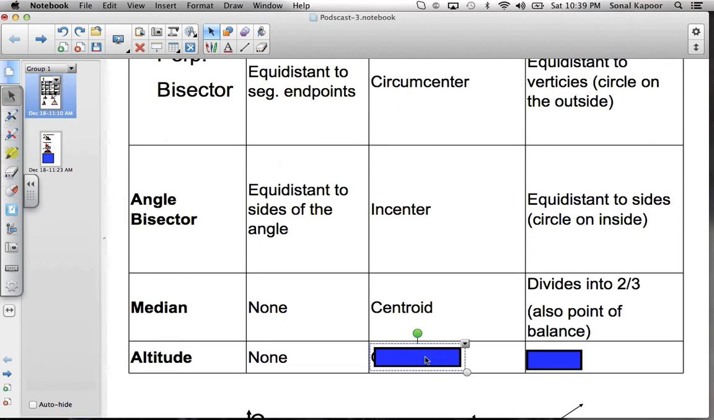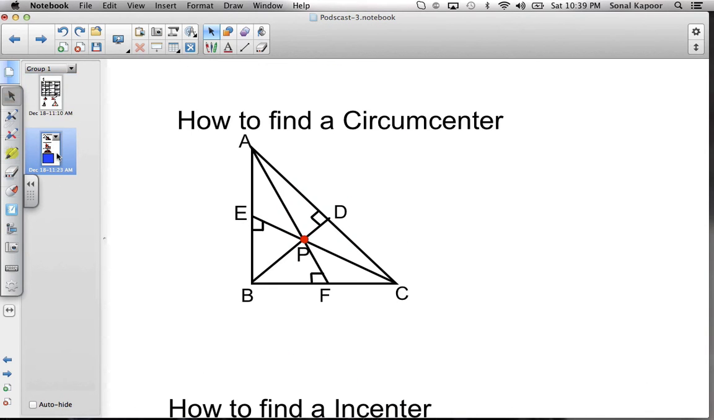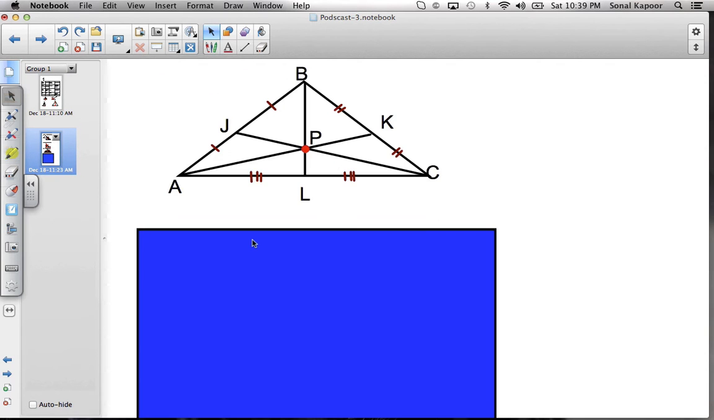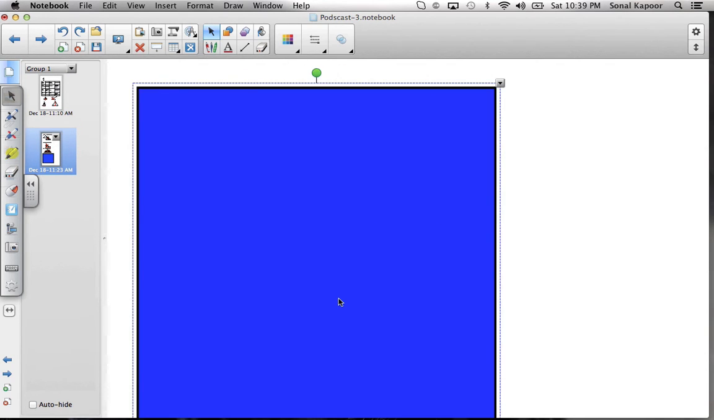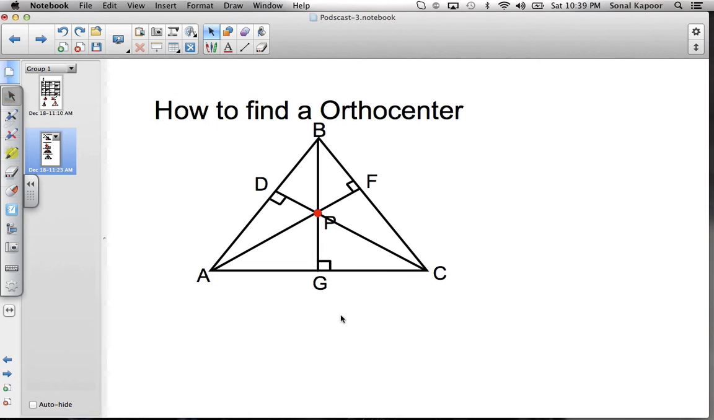The point of concurrency for an altitude is an orthocenter, and that does not have a concurrency property. This is an example of an orthocenter. So P is the orthocenter of ABC, and the lines containing altitudes AF, CD, and BG intersect at orthocenter P, and that is the orthocenter of triangle ABC.